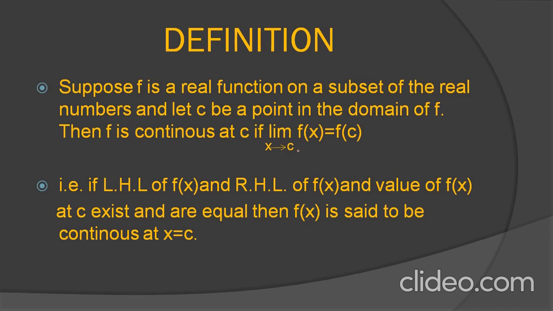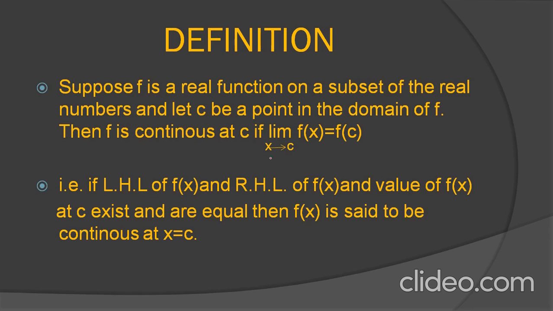If we evaluate this limit, that is limit x tend to c f of x, if this limit exists and this is equal to f of c, that is the value of function at point c, then we say f is continuous at c. Or we can say, if left hand limit of f of x and right hand limit of f of x and value of f of x at c exist and are equal, then we can say f of x is continuous at x equal to c.